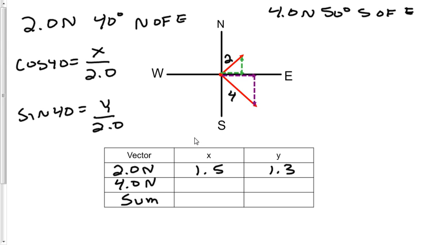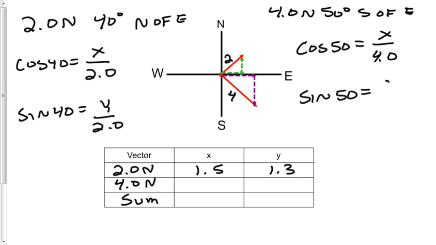Let's do likewise for our 4 newton vector. Cosine of 50 is equal to x over 4.0. The sine of 50 is equal to y over 4.0. Let's record those answers in the table below. X is equal to 2.6. Y is equal to 3.1.